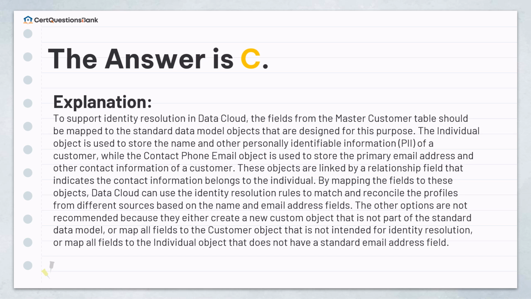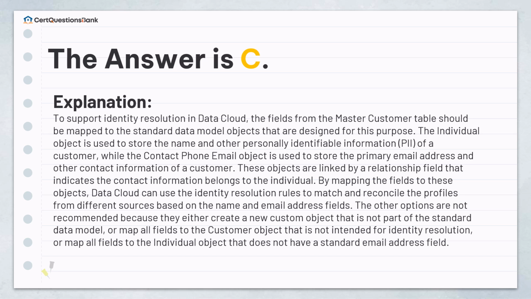To support identity resolution in Data Cloud, the fields from the master customer table should be mapped to the standard data model objects that are designed for this purpose. The individual object is used to store the name and other personally identifiable information, PII, of a customer, while the contact phone email object is used to store the primary email address and other contact information of a customer. These objects are linked by a relationship field that indicates the contact information belongs to the individual. By mapping the fields to these objects, Data Cloud can use the identity resolution rules to match and reconcile the profiles from different sources based on the name and email address fields.